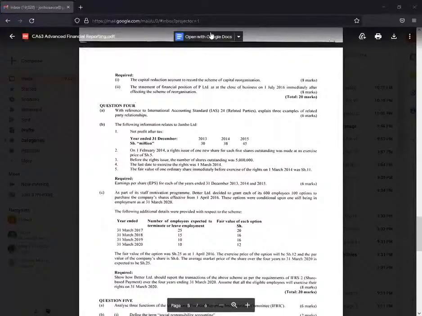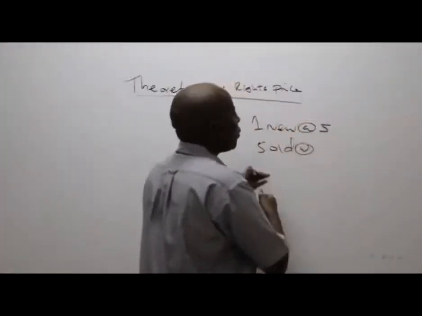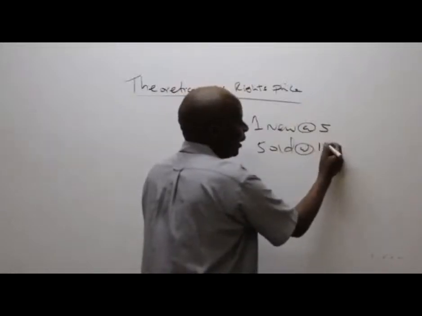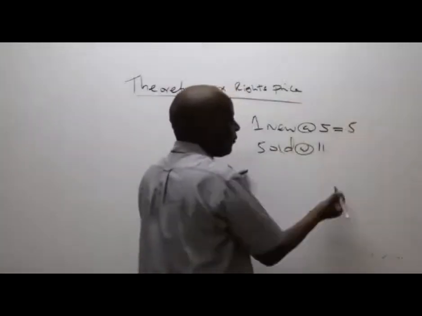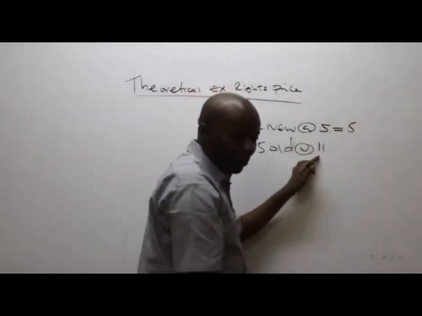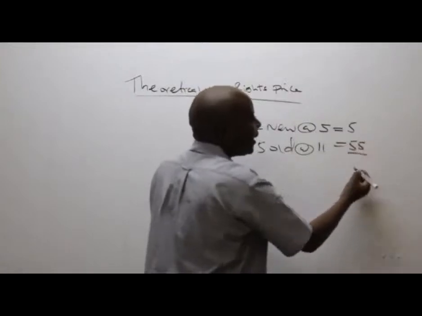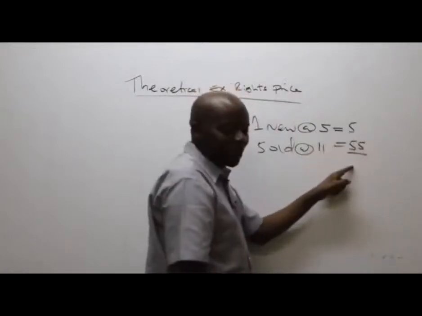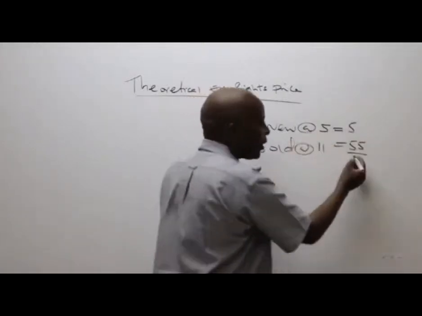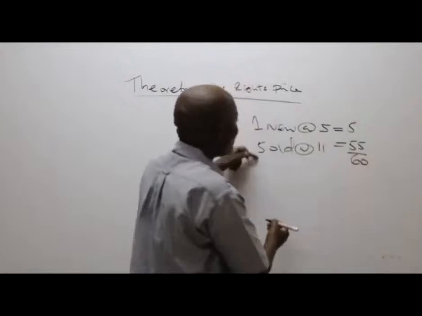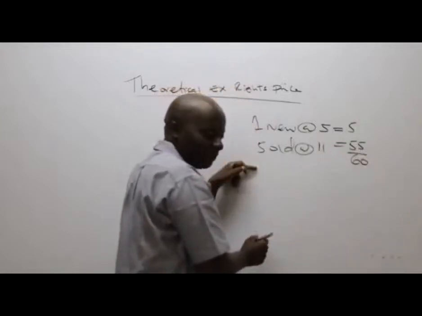Ladies and gentlemen, listen to me very well. 1 new is 5. 5 old, each one is going for 11. So 1 times 5 gives me 5. 5 times 11 gives me 55. So the total bundle here will be worth 60. But now how many shares do we have in total?